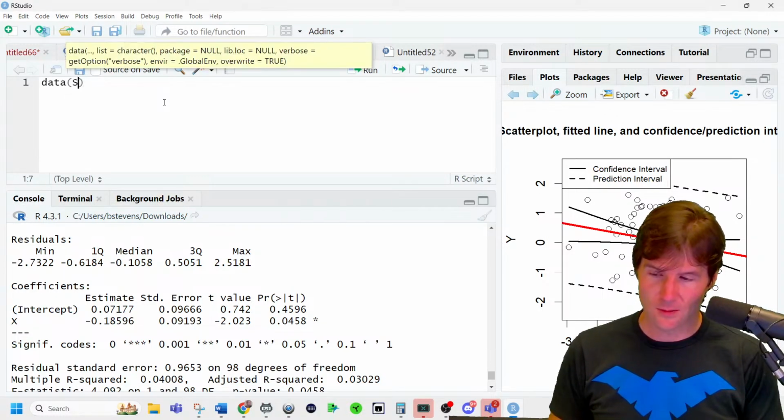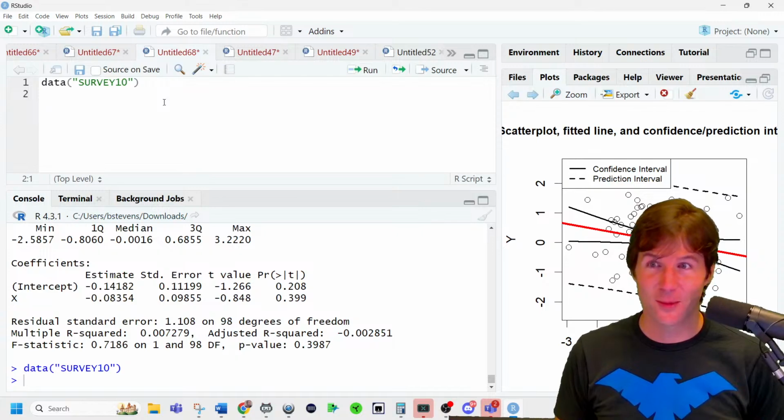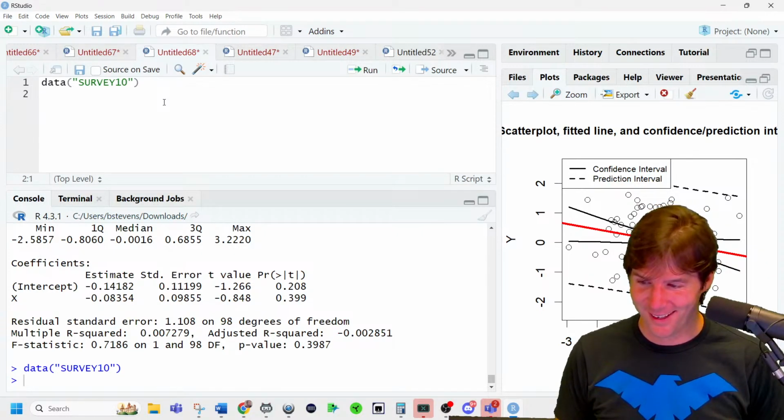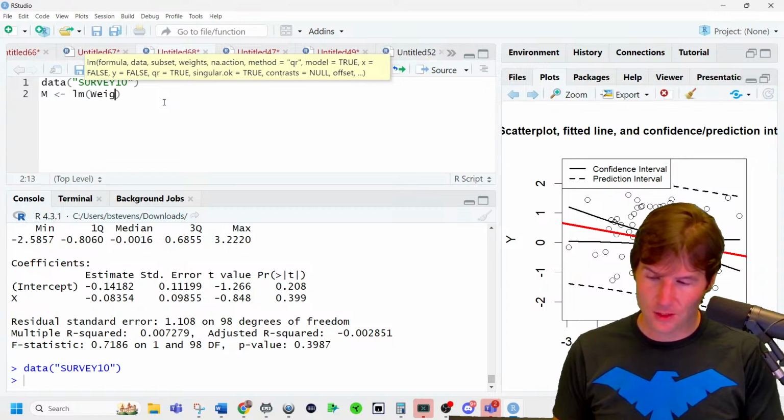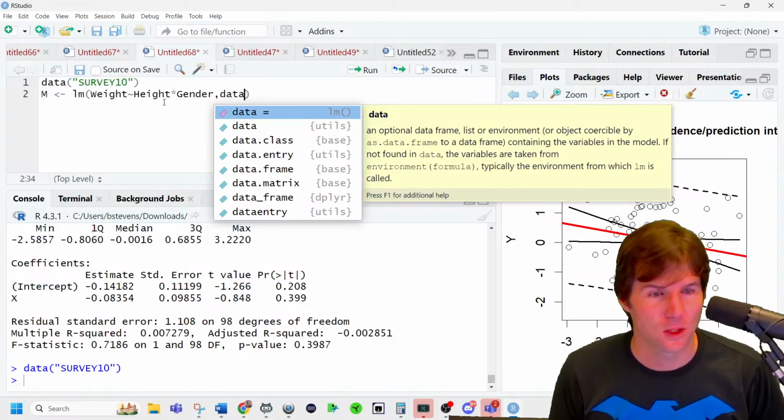I'm pulling up some data from students from 2010. Soon they'll be as old as your parents. I'm old. And then we're going to go right here. We're going to create a model predicting somebody's weight from their height and their gender, but the interaction between height and gender, P times Q or N square root.